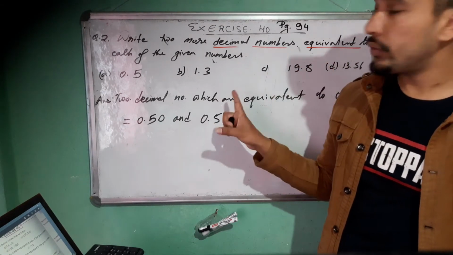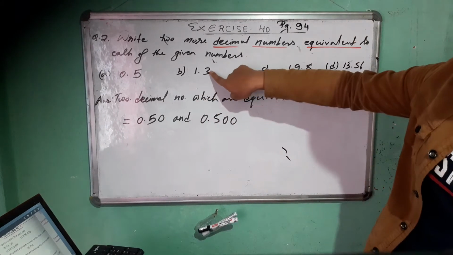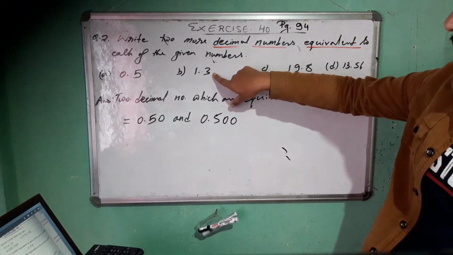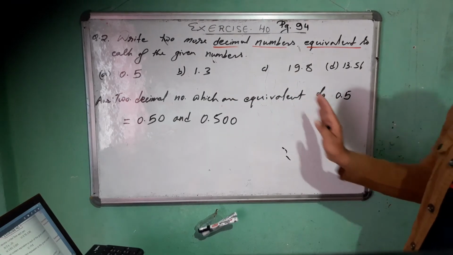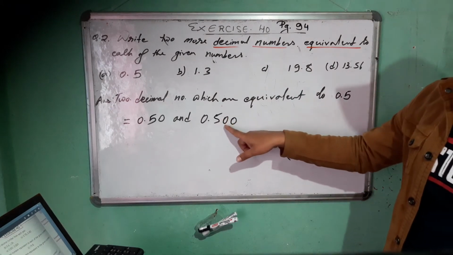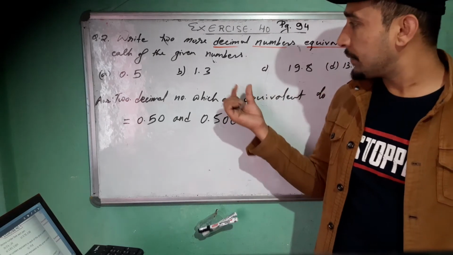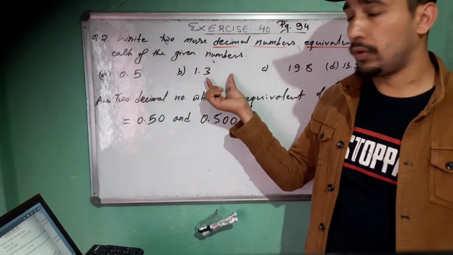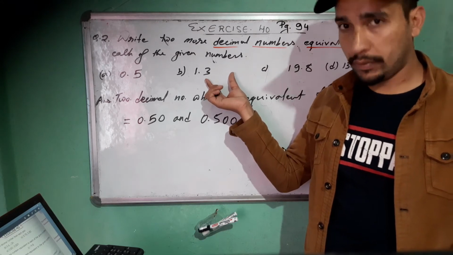Okay, so you need to add 0 only towards the right hand side. Towards the right end here you have to add 0. Suppose if you are asked to write 3 decimal numbers equivalent to the given number, then one more you can add 0.5000, 3 zeros you can put. Okay, so remember that when you add 0 after decimal, it won't affect the number.